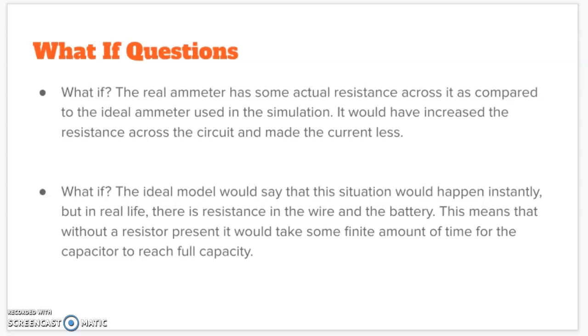The second question was, what if you were doing this lab in real life and used a real battery to charge a real capacitor with no resistance in the circuit? How quickly would our ideal model predict the capacitor to reach full charge? Would this prediction happen in real life? The ideal model would say that this situation would happen instantly, but in real life there is resistance in the wire and the battery. This means that without a resistor present, it would take some finite amount of time for the capacitor to reach full capacity.